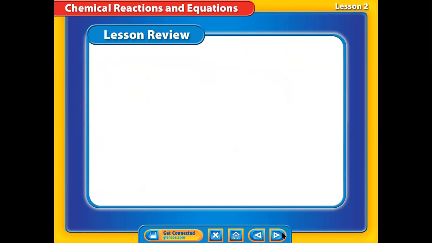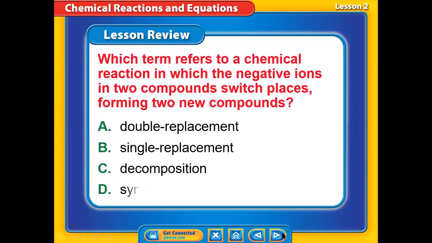Let's pass to the third question. Which term refers to a chemical reaction in which the negative ions in two compounds switch places, forming two new compounds? Two new compounds. So which one is that?